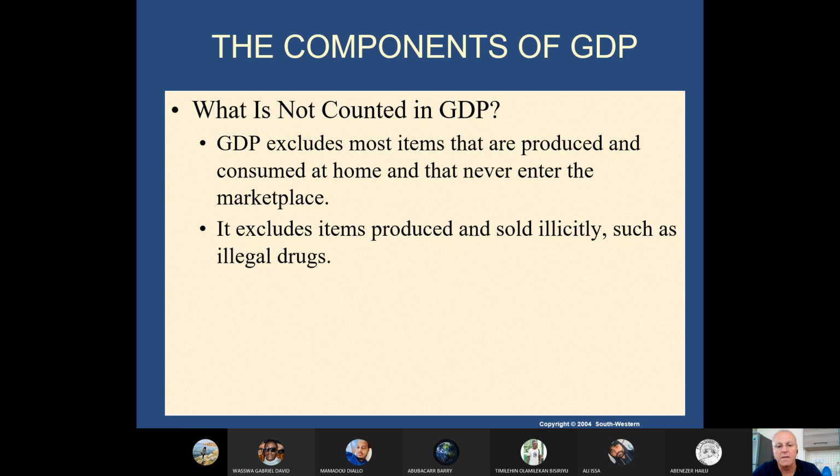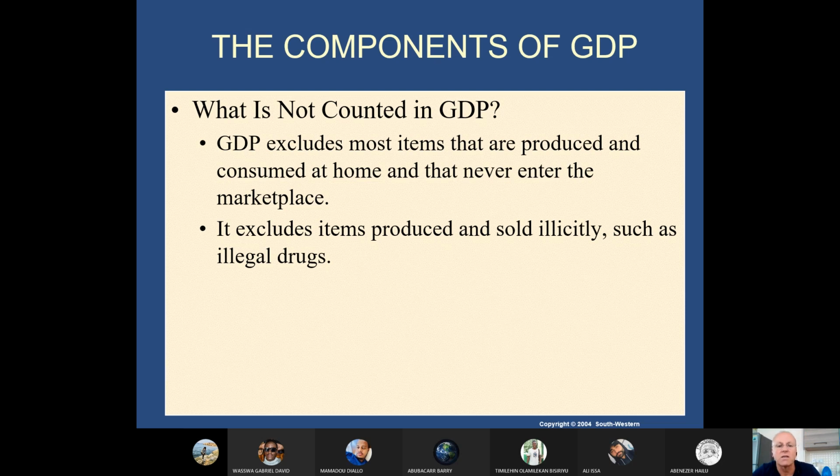GDP excludes most items that are produced and consumed at home and never enter the marketplace, such as lemonade you make at home and sell to the neighbors, but which is not subject to tax. This will not be counted in the GDP. And it excludes the items produced and sold illicitly, such as illegal drugs, as I said. Illegal drug transfers and the illegal drug market are also excluded from this system.